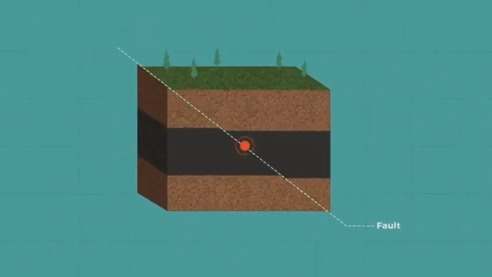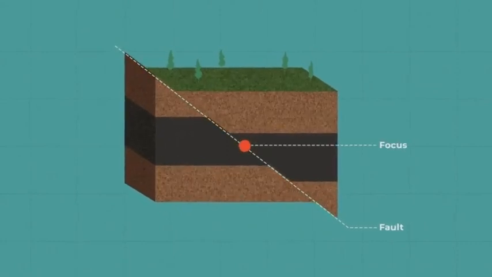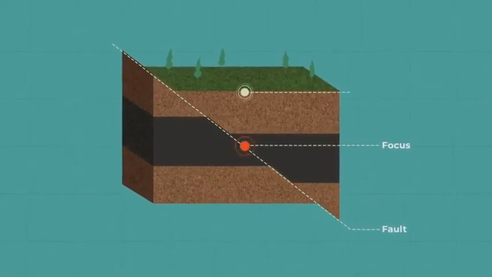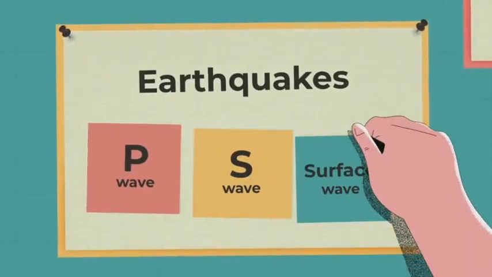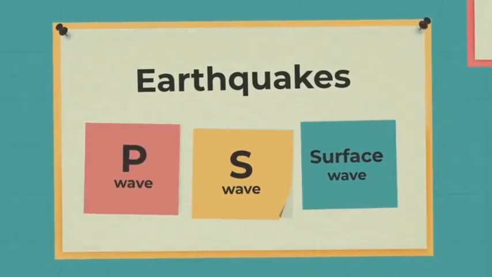The point where an earthquake originates is called focus. The location above this on the Earth's surface is the epicenter. Earthquake creates three types of waves: P wave, S wave, and surface wave.